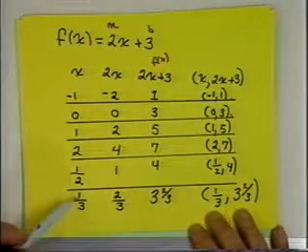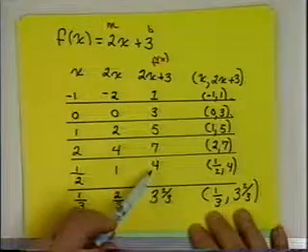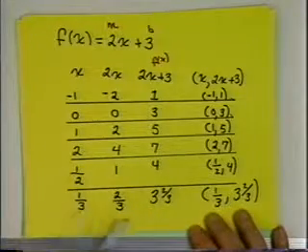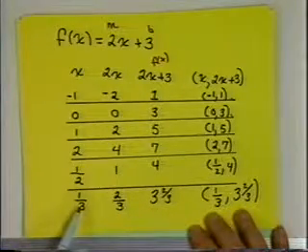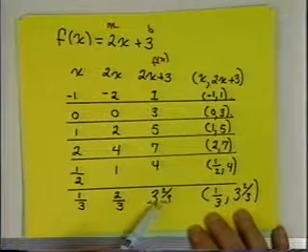And by the way, you can work with fractions also. If x is a half, 2x will be 1, and then 2x plus 3 will be 4. You see? And by the way, it may not even be a whole number. If x is 1/3, 2x will be 2/3. Add 3 onto 2/3, you get 3 2/3.